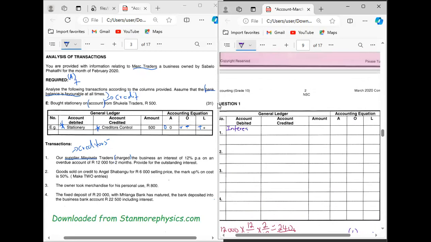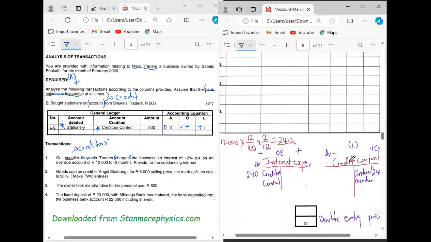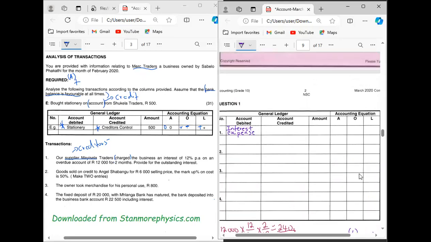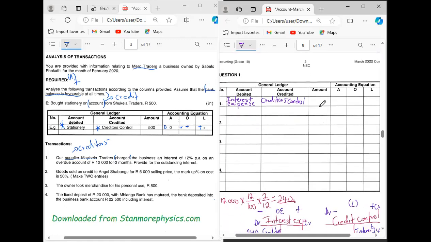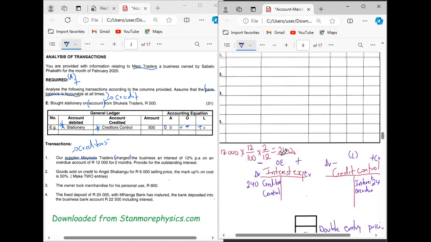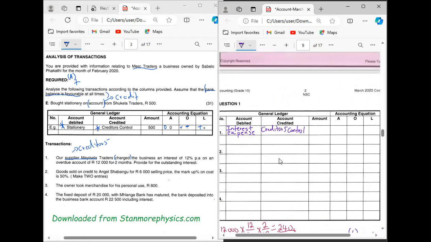Interest on overdue account, or what? Interest expense. While the account credited will be what? It will be our creditors control. Then the account credited, it's going to be what? Creditors control. And then how much are we using? We are using 240. So 240 will be debited and also credited.